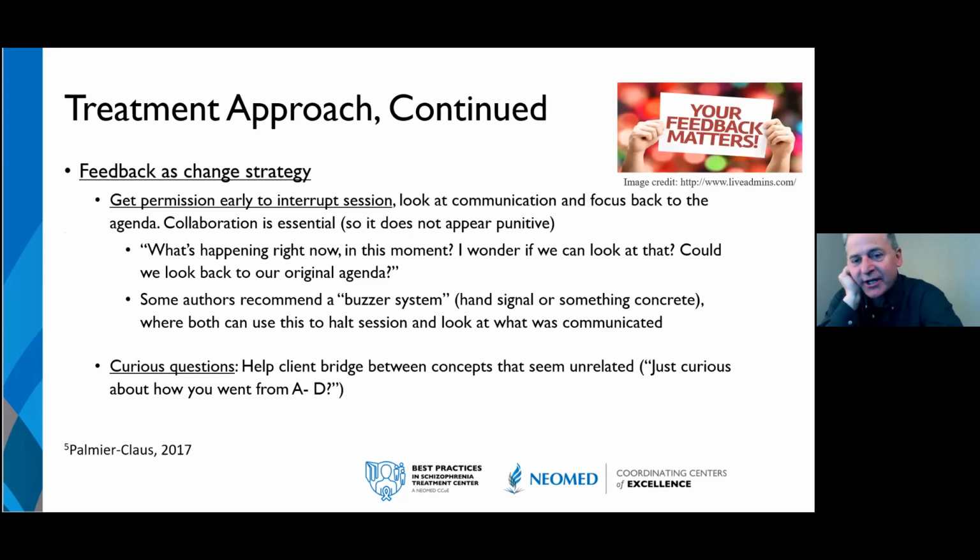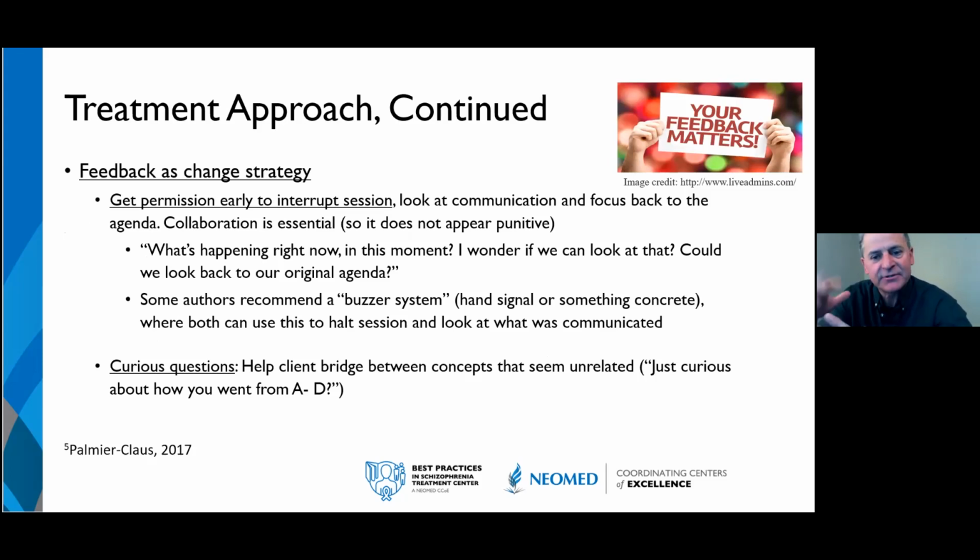Feedback as a change strategy. This is early on in sessions, getting permission early to interrupt so that you have permission and this collaboration to look at communication, to have an agreement: is it okay if we periodically take time to just pause and look at what's happening? I've had a couple of clients that I've worked with in this way. And usually after you've developed a bit of a relationship, they're pretty open to that.